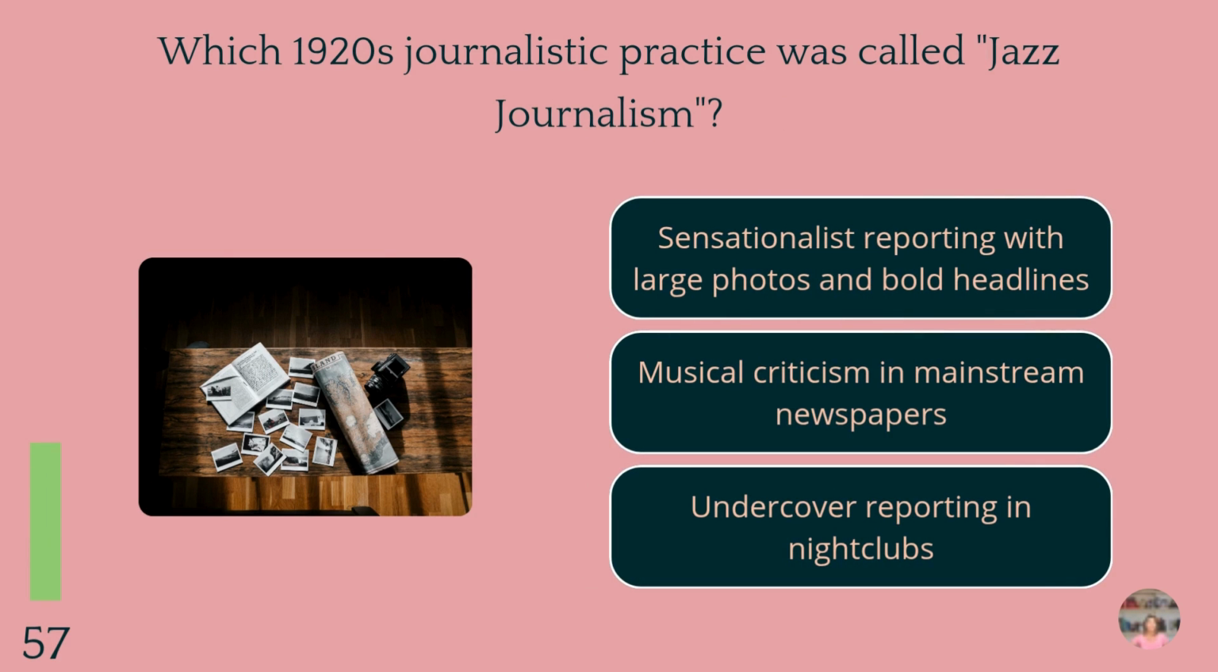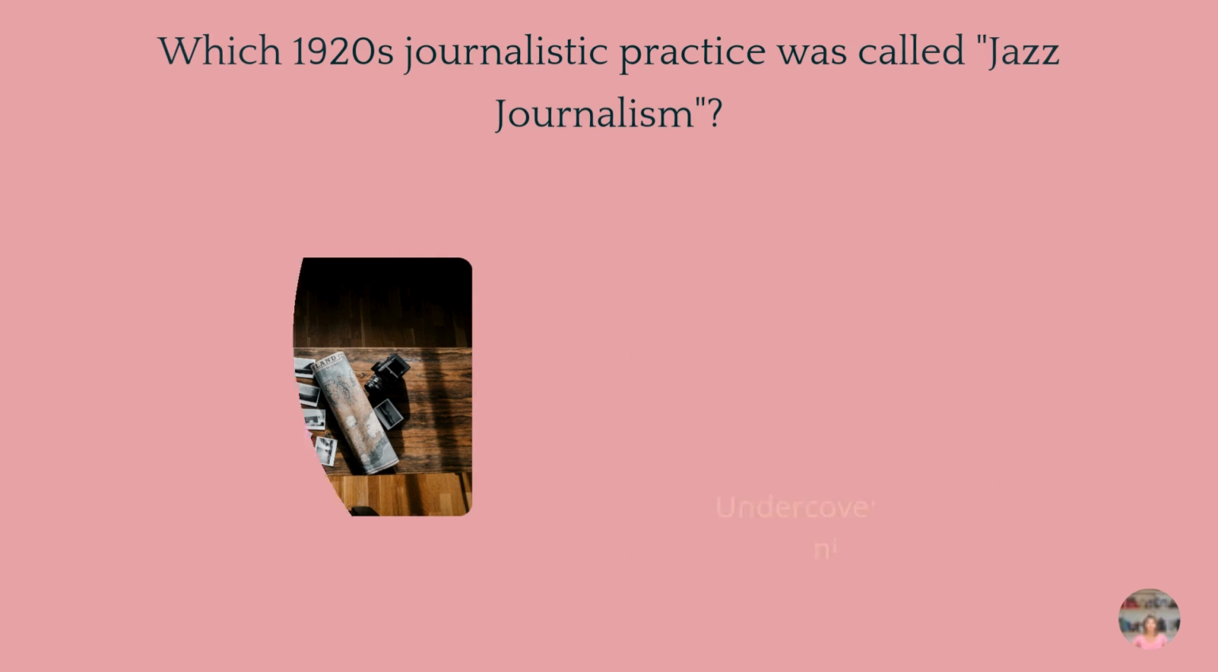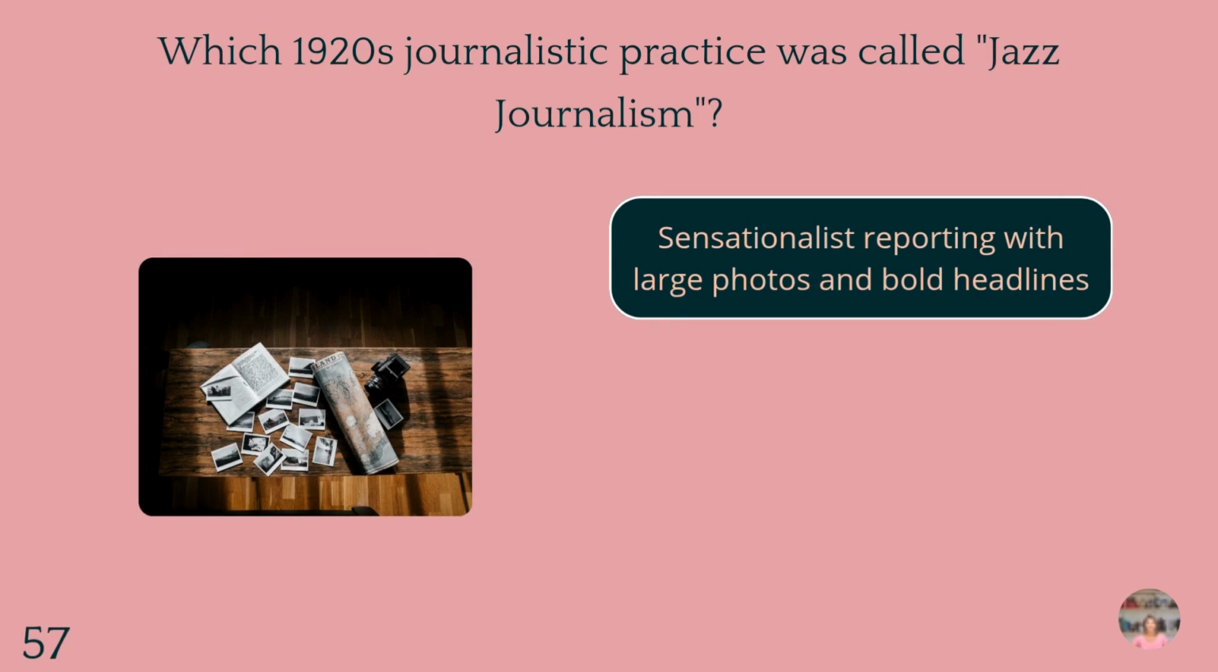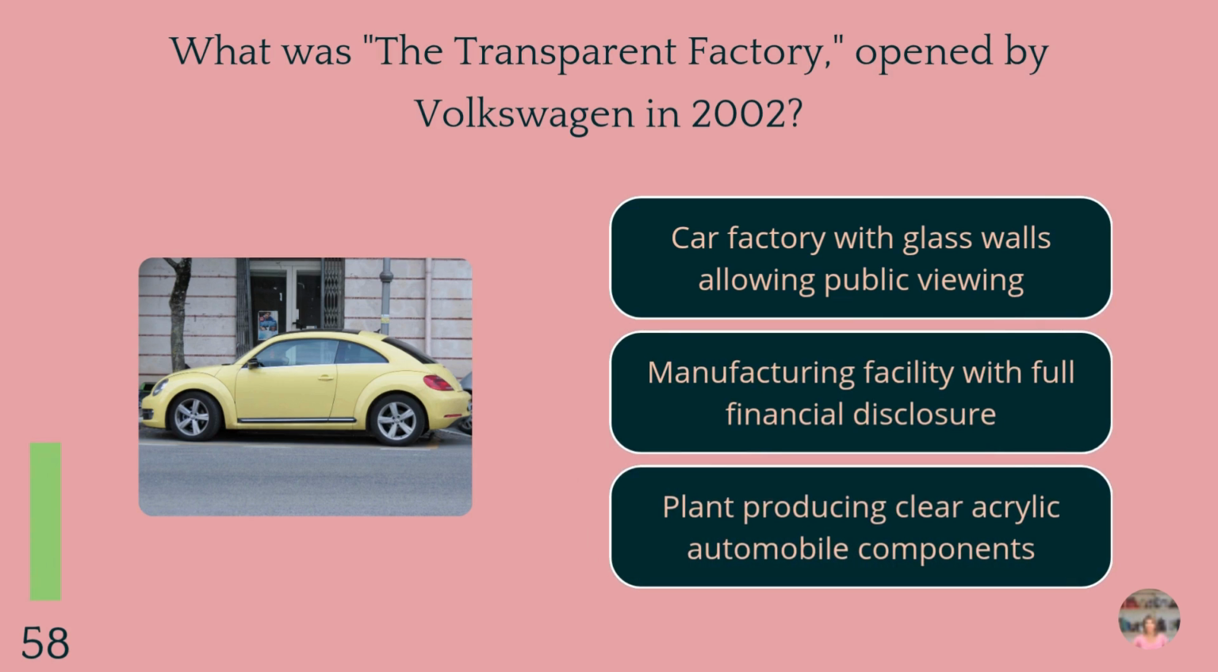Which 1920s journalistic practice was called jazz journalism? Sensationalist reporting with large photos and bold headlines, musical criticism in mainstream newspapers, or undercover reporting in nightclubs? Sensationalist reporting with large photos and bold headlines.